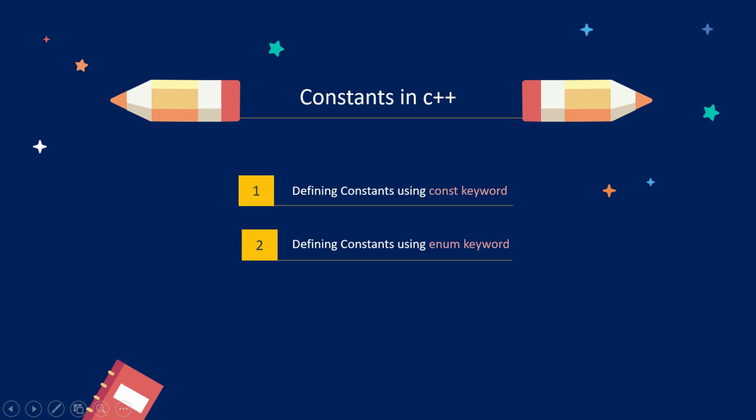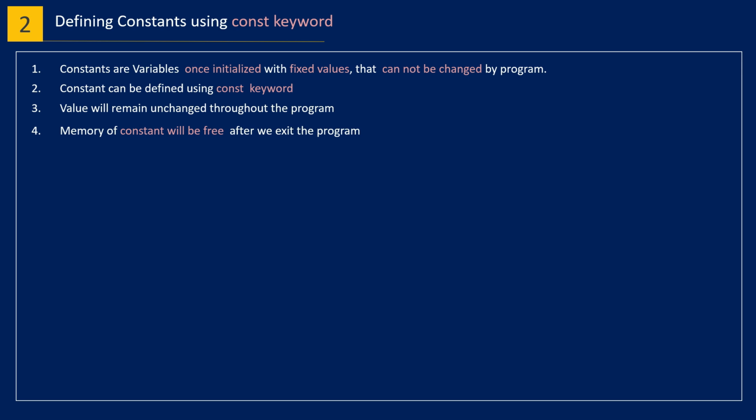So first, let's try to understand using the const keyword. We will just revise the points which we have discussed just now. First, constants are variables that, once initialized with a fixed value, cannot be changed. Second point, we just need to use the const keyword in front of the variable, which I will show you. The value of the constant variable will remain unchanged throughout the program. Last point is the memory allocation for that variable will be there till the end of the execution of the program.